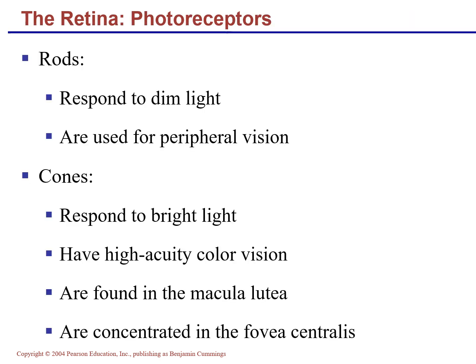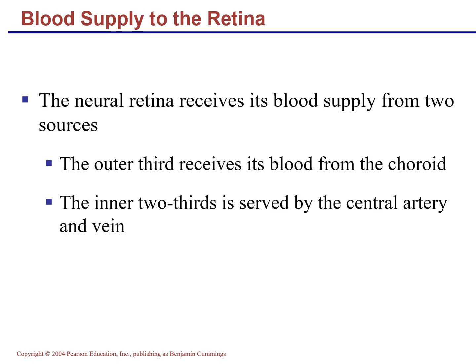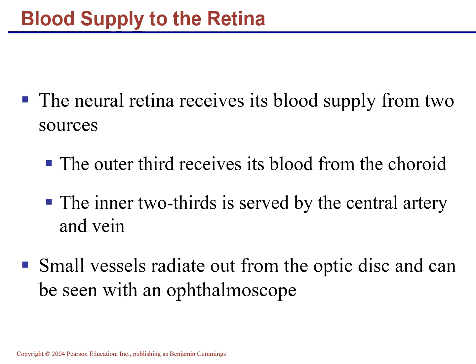The retina itself has photoreceptors. Rods are for dim light and are used in peripheral vision. Cones are for bright light and color vision. Rods came first in evolution, and then cones evolved later. They are found in the macula lutea, which is great, but you don't need to know that, and are concentrated in the fovea centralis, which, okay, that's fine too.